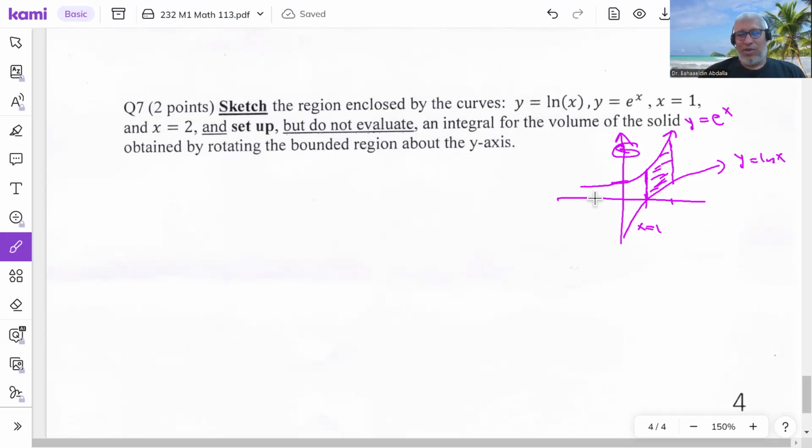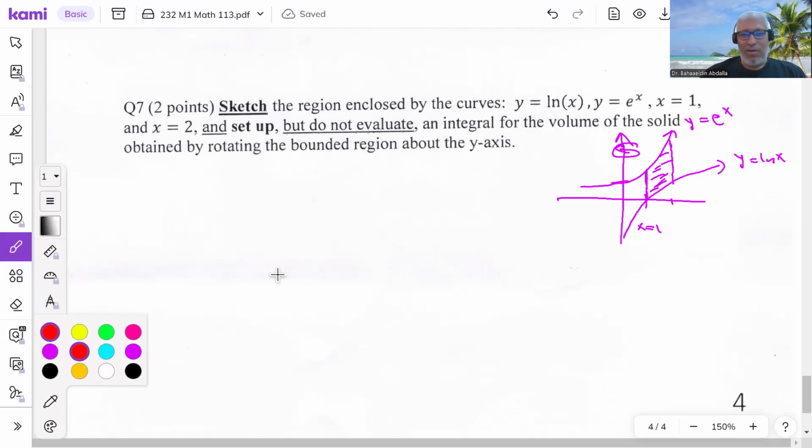So what kind of rectangle are you going to use? If you use a horizontal rectangle, you have to divide this region into 3 regions because there is no curve always to the right of another curve. In the first region, this curve is to the right of the line. Here, the line is to the right of the line, and then the line is to the right of the curve. So a horizontal rectangle is not good here at all. But a vertical rectangle would be excellent. The width would be dx, and we will always have this curve, e^x, above the curve ln x in all of the region.